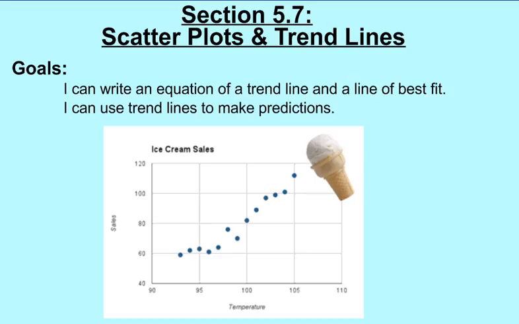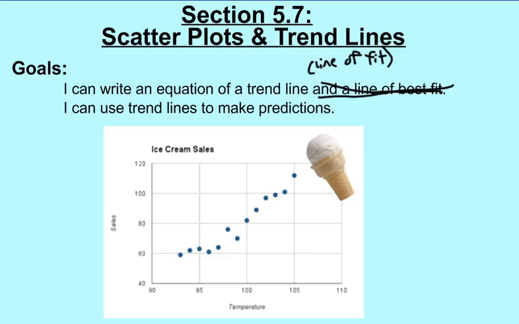No, actually, we're going to talk about scatter plots and trend lines in our section today. We have two goals, and I'm going to change this goal slightly. We're going to cross this out. I'm going to say I can write an equation of a trend line, and we're going to call that a line of fit. We're not going to deal with lines of best fit. Those are slightly different. And then I can use trend lines to make predictions. So those are two goals for today.